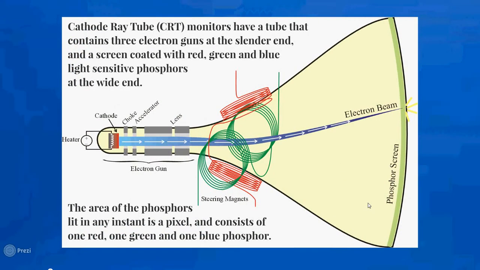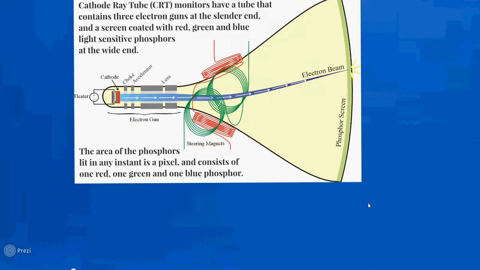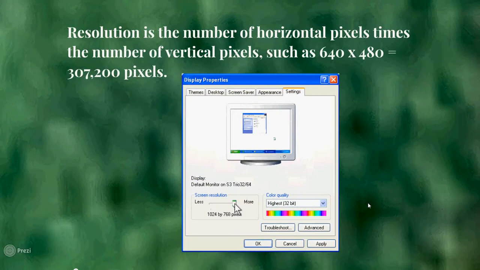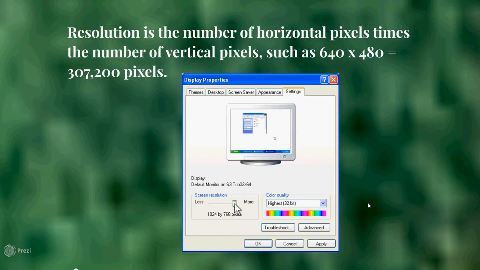The cathode ray tube, or CRT monitors, have a tube that contains 3 electron guns at the slender end and a screen coated with red, green, and blue light-sensitive phosphors at the wide end. The area of the phosphors lit in any instant is a pixel and consists of 1 red, 1 green, and 1 blue phosphor. Resolution is the number of horizontal pixels times the number of vertical pixels, such as 640 by 480, or 640 times 480, equals 307,200 individual pixels.